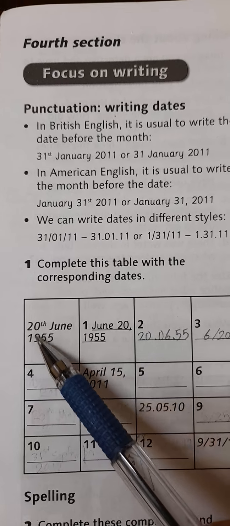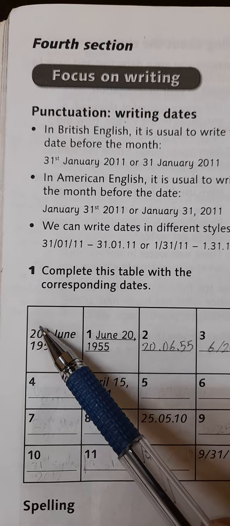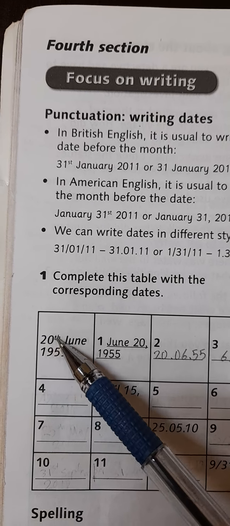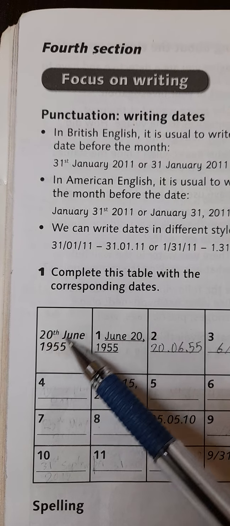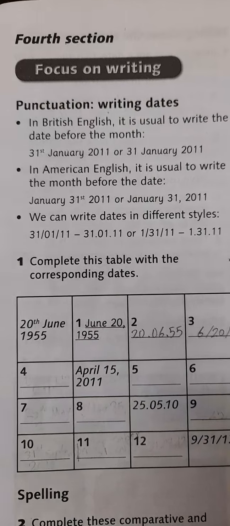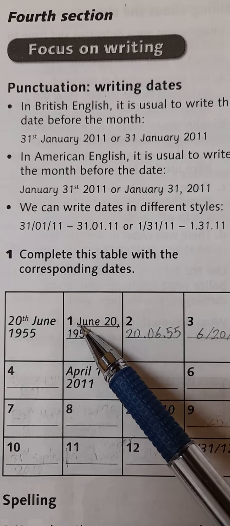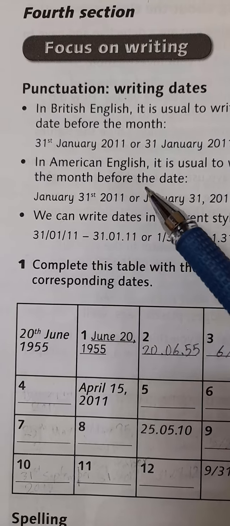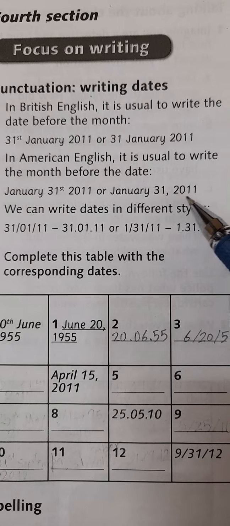So the first one is how to write in British English. We have 20th June. So we will start with the days, then the month, and then the year. This is how to write the date in British English. And here we will start with the month, the date, and then the year. So we will start with the month again, the date, comma, and the year. This is how to write the date in American English.